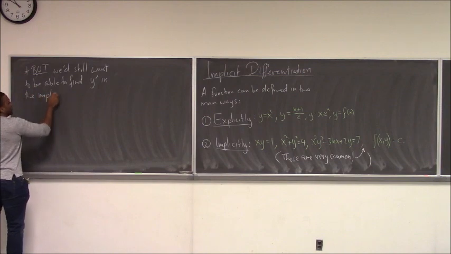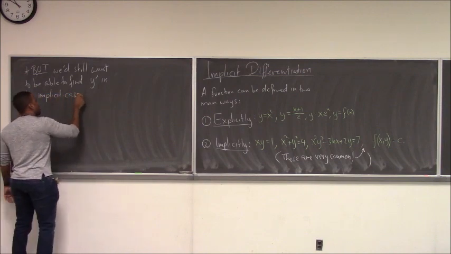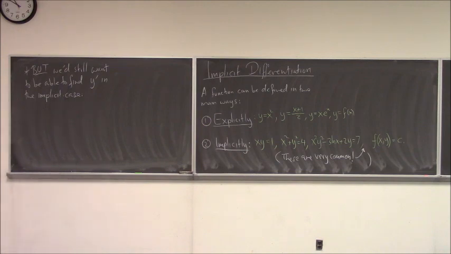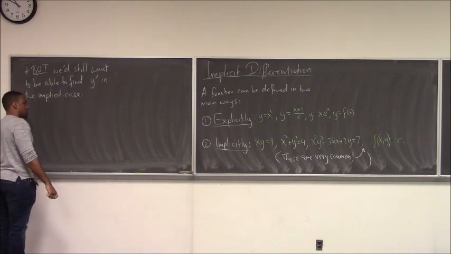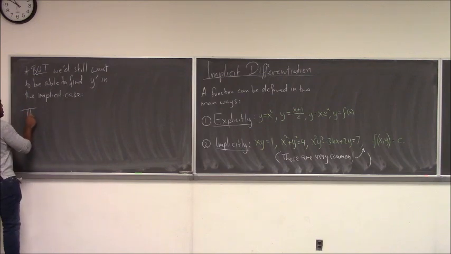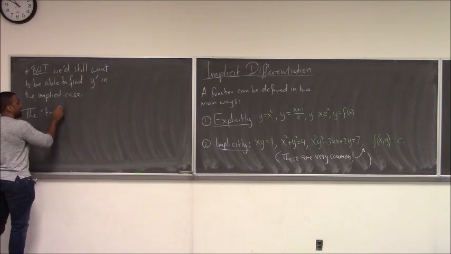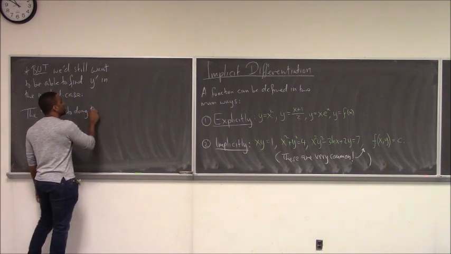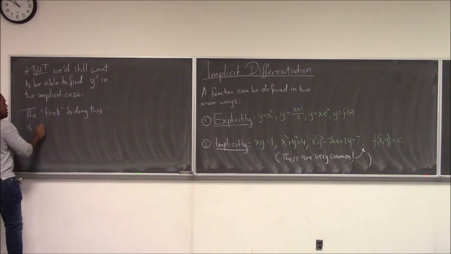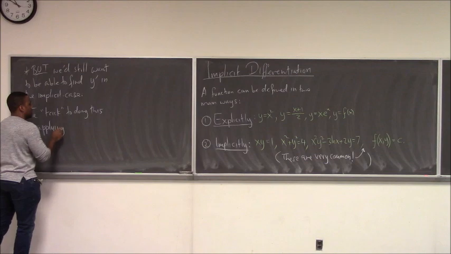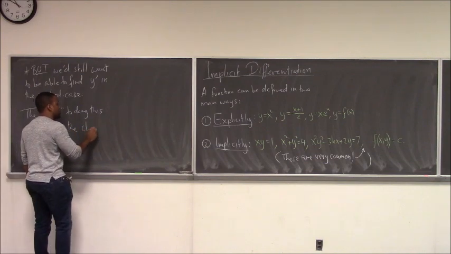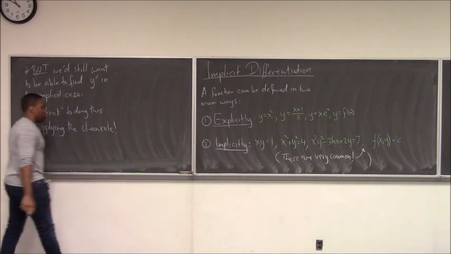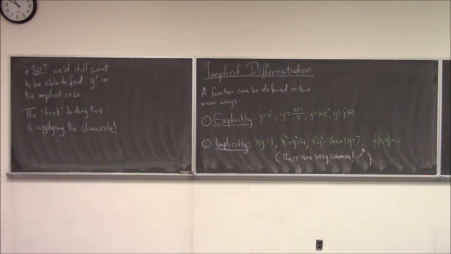In the implicit case, I don't know if you can call this a trick, but this is not anything particularly sexy. But the trick to doing this is actually applying the chain rule. So the chain rule is super important for many reasons, but this is one of them. It is the main rule that will allow us to find derivatives in the implicit case.